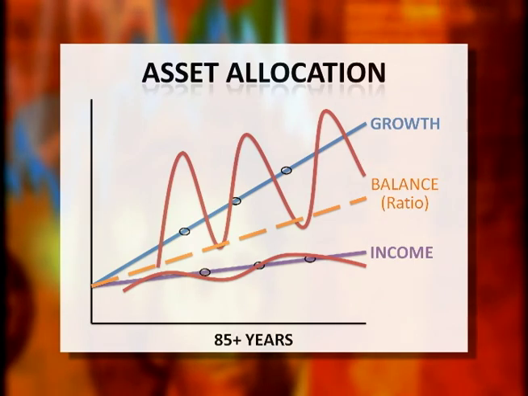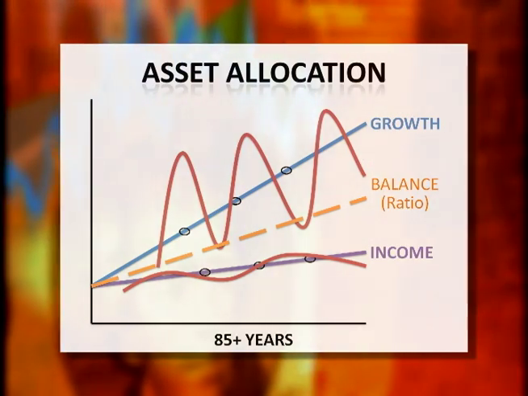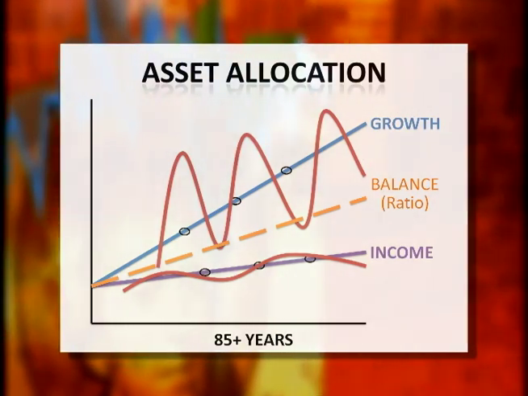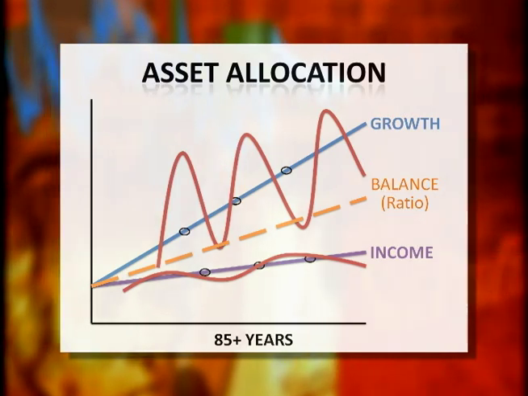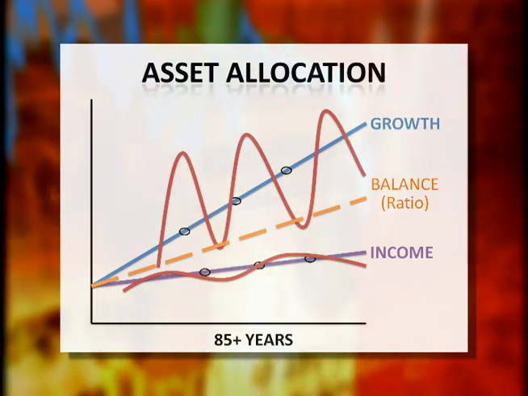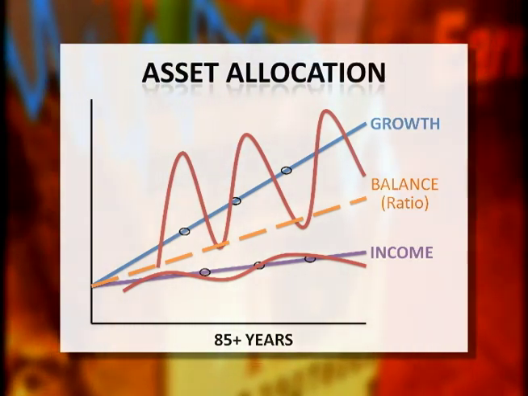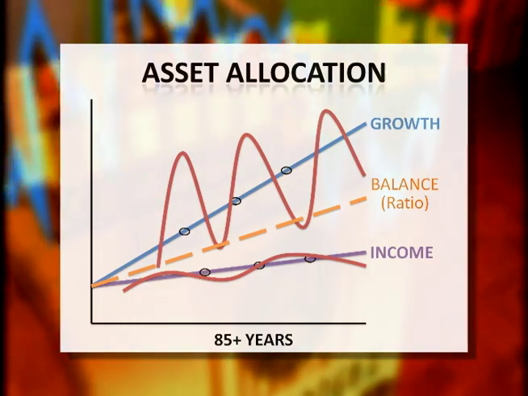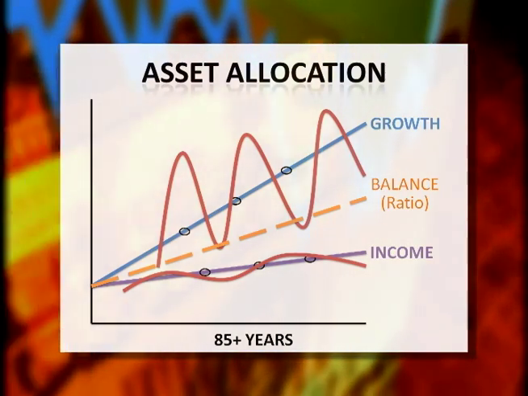Getting the right asset allocation, the right balance for you, is critical to your long-term success. To help you find the right balance for you, it's important to understand the growth roller coaster and what the characteristic up and down behavior really means over time.